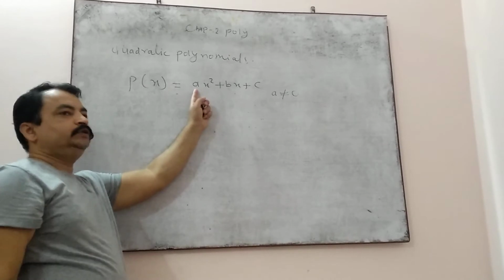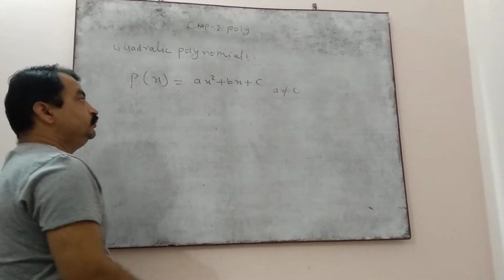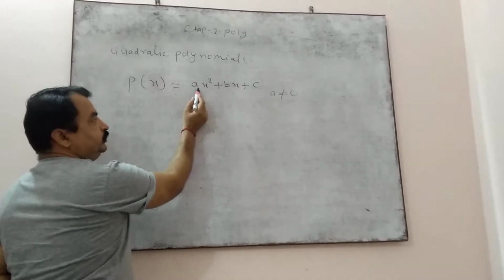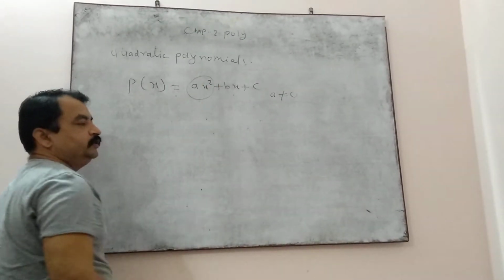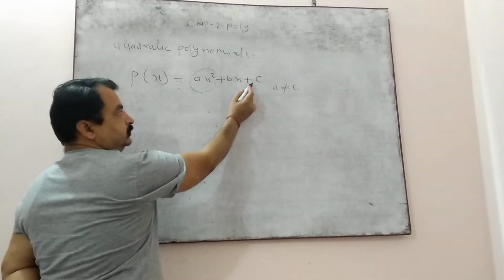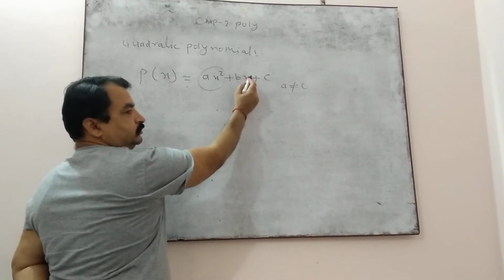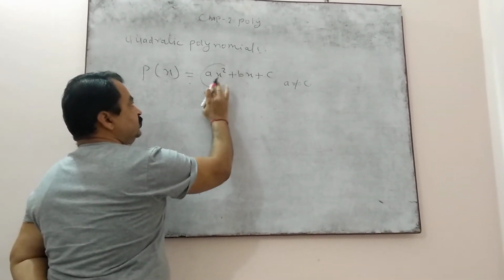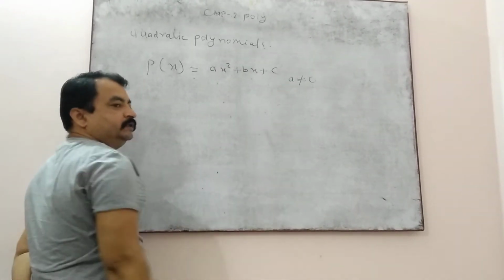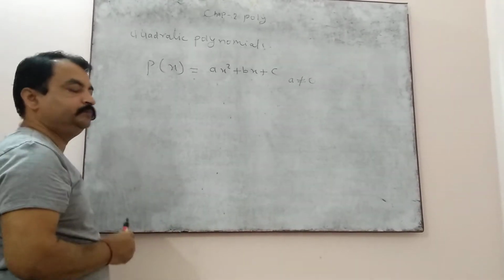Why should a not be 0? Because a is the coefficient of x square, right? So if we take the value of a as 0, the x square coefficient is 0, then this term will disappear, right? So then it becomes bx plus c. Now what is the degree of this bx plus c? The variable x has power 1, so it becomes a linear polynomial, right? That's why we mention here that the x square coefficient, which is a, should not be equal to 0, right?